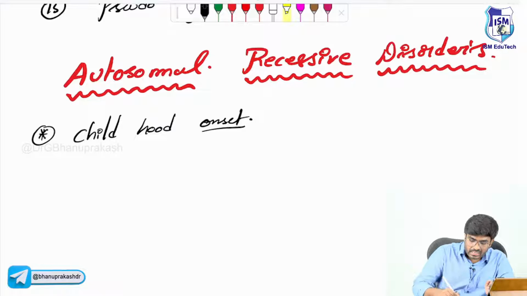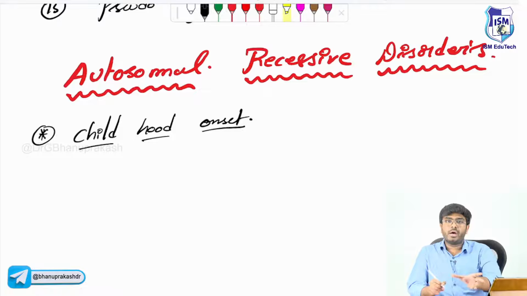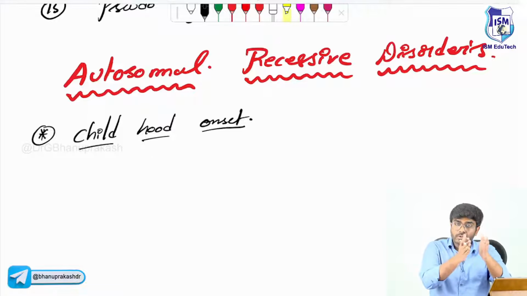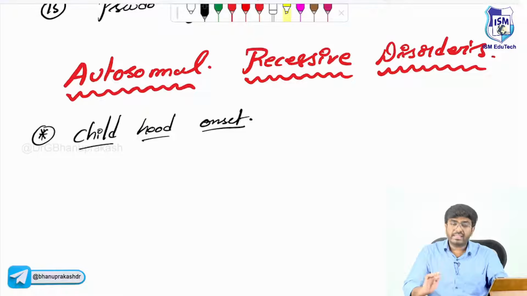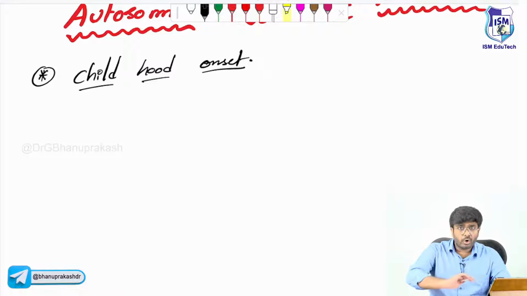In the next class, I will discuss the pedigree pattern, how the pedigree questions will come in your exam. How to identify the pedigree for autosomal dominant disorders, autosomal recessive, X-linked dominant, X-linked recessive, mitochondrial diseases. That we will discuss in the next class. In this class, just the examples. They are going to be childhood onset disorders, present from childhood onwards.